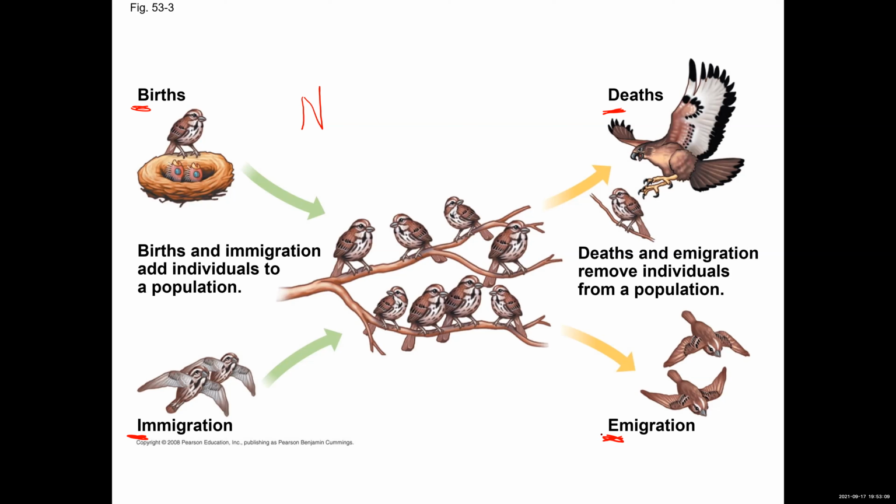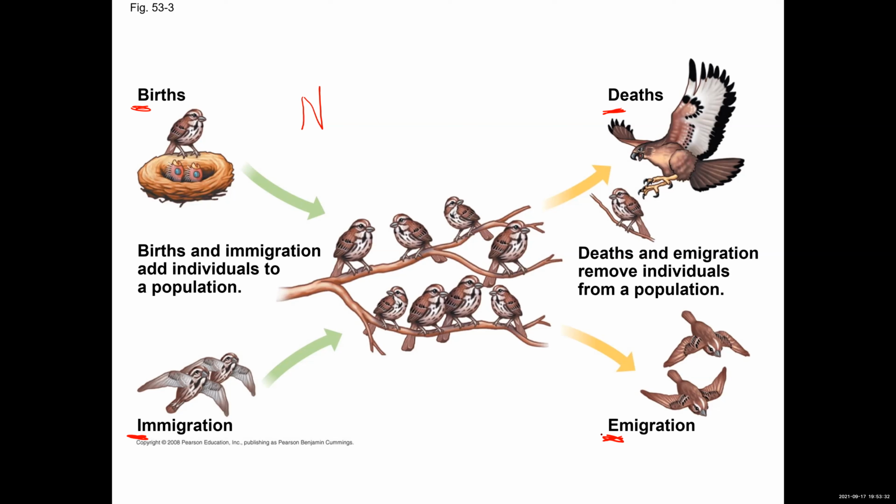So we can use the word migration to generally describe movement between a population, but if we want to make a distinction between individuals coming from somewhere else into our population, we call those immigrants. And then if we have individuals leaving our population and going elsewhere, we call them emigrants, right? We don't hear that word as much.